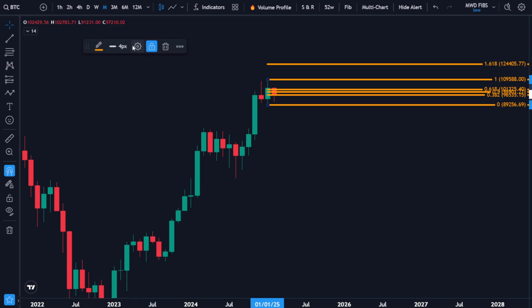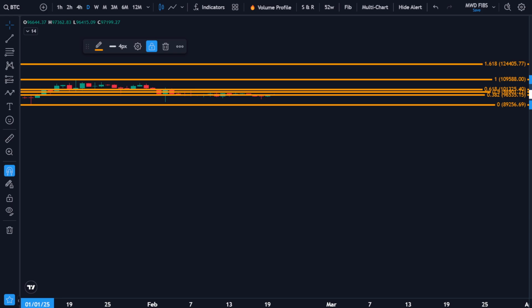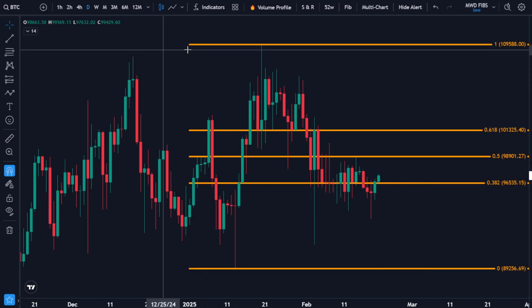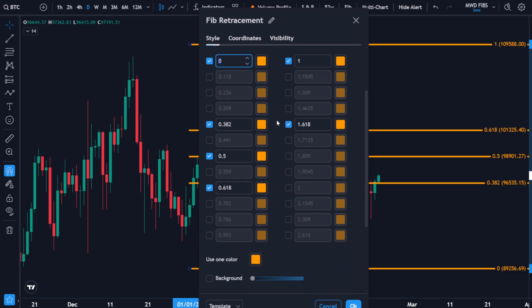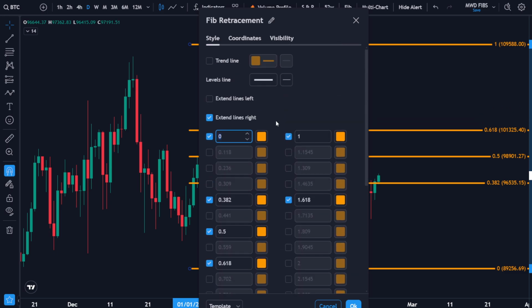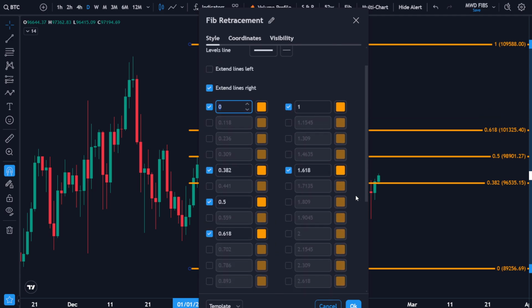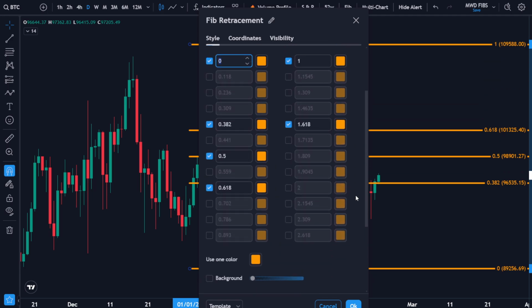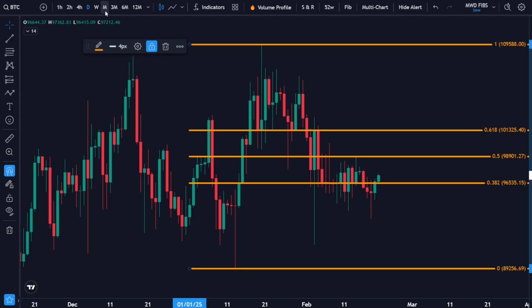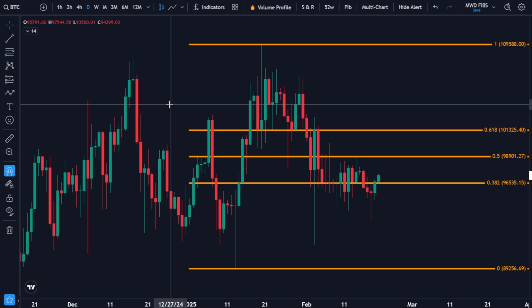Okay, let me just show you the fibs that we will be needing to use. Let me open the settings. These are the Fibonacci levels that we need to use: the 0, the 1, the 0.382, 0.5, 0.618, and the 1.618. Those are the only Fibonacci levels that we need. Now let's go back. Let me just explain it to you.